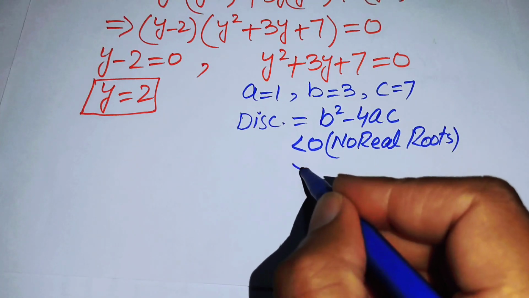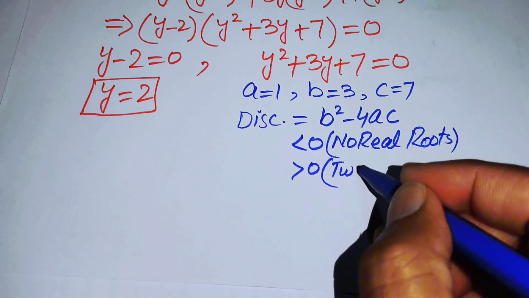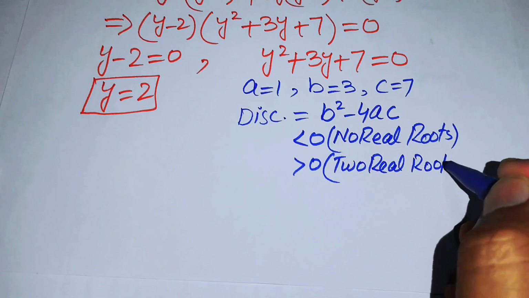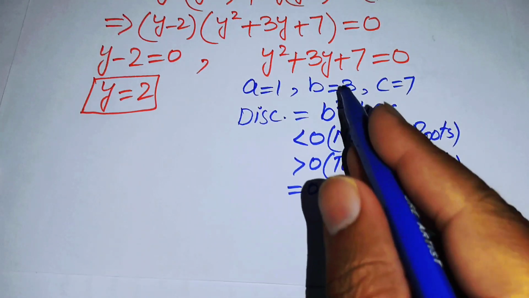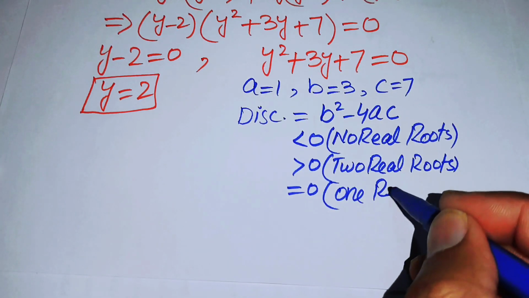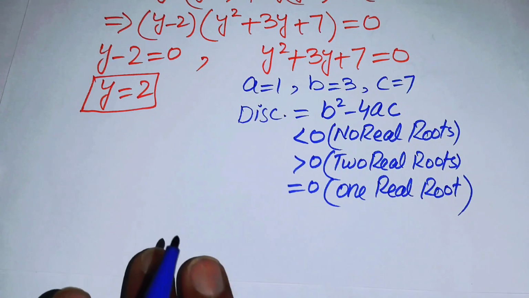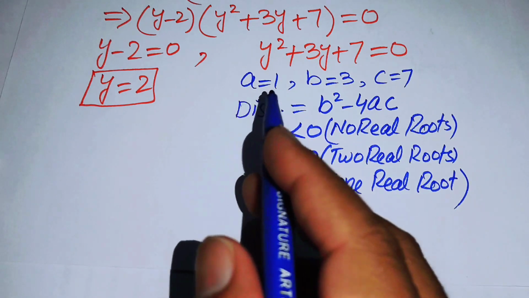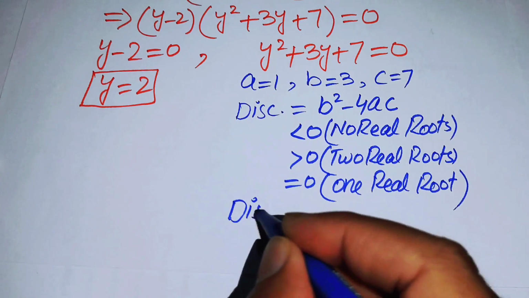And if this delta is greater than 0, then we can say that this quadratic equation has two real roots. Similarly, if this discriminant is equal to 0, then we say that this quadratic equation has only one real root. So now we will check the behavior of this discriminant by putting the values of a, b and c here.